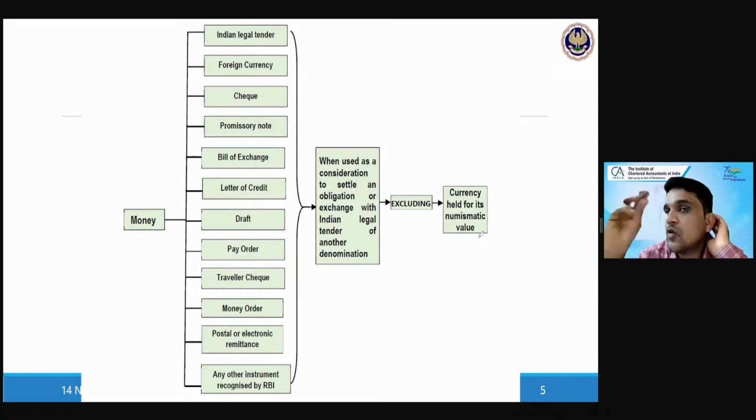Like some notes will have a unique serial number. Because of that unique serial number, which is of significant numismatic value, you are holding it. So then that is not money, because you are not exchanging a 100 rupees note for 100 rupees. You are exchanging this 100 rupees note for a value worth 1000 rupees or more. So it has its value not because of the value embedded in it, which is given by the RBI, but because of its uniqueness. That's why it is not money then. It is a traded good. Old coins also, yes, antique old coins, even that is not money.